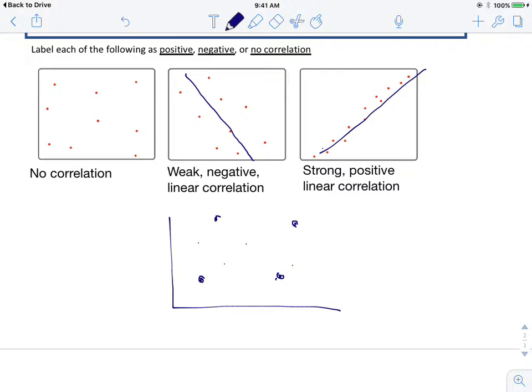Another example where we see no correlation is if we have a straight line of data. If we have data that doesn't change one variable as the other variable changes, that tells us that the y does not depend on the x. And so we can't have a correlation in that case as well.